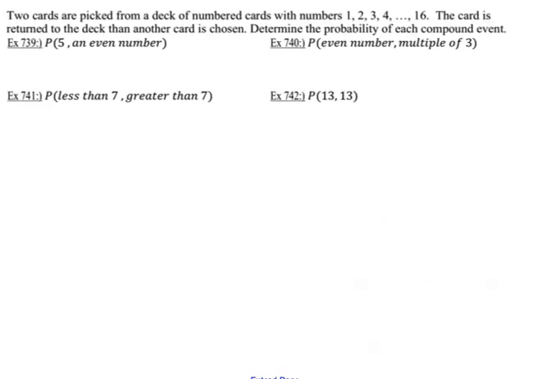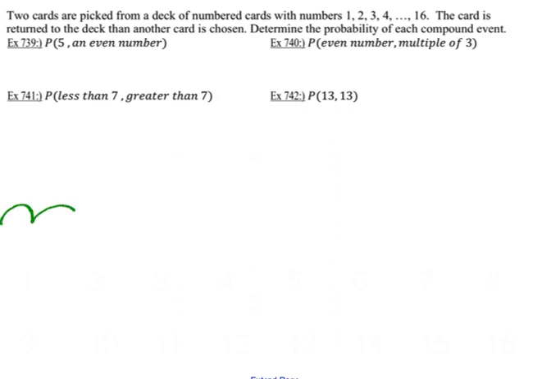So let's calculate some of these. 2 cards are picked from a deck of numbered cards with the numbers 1, 2, 3, 4, 5, 6, all the way up to 16. The card is returned to the deck, then another card is chosen. Determine the probability of each compound event.